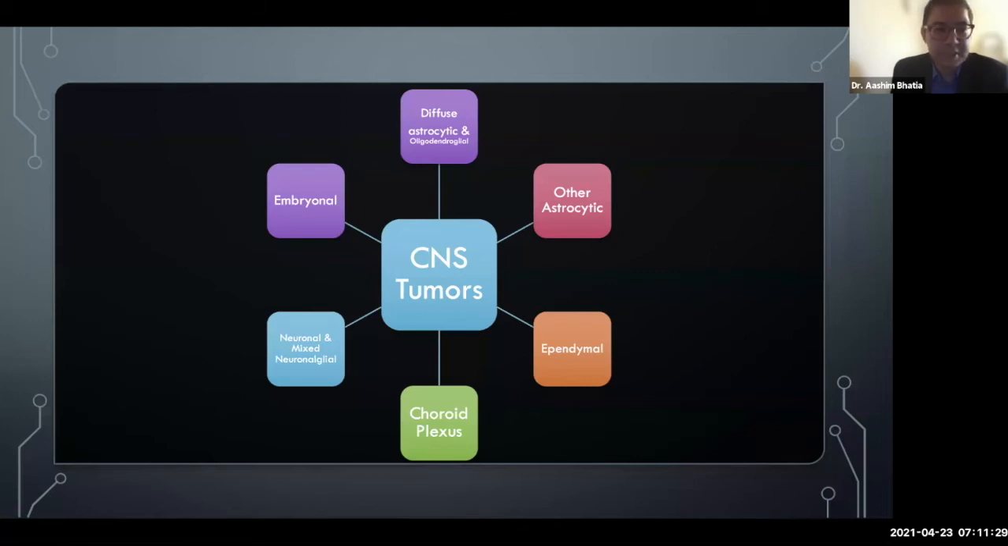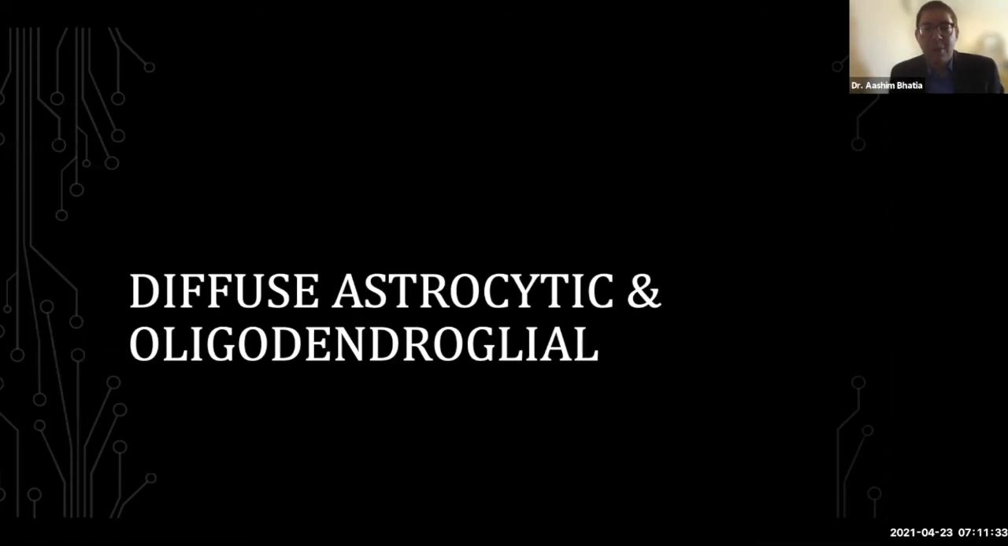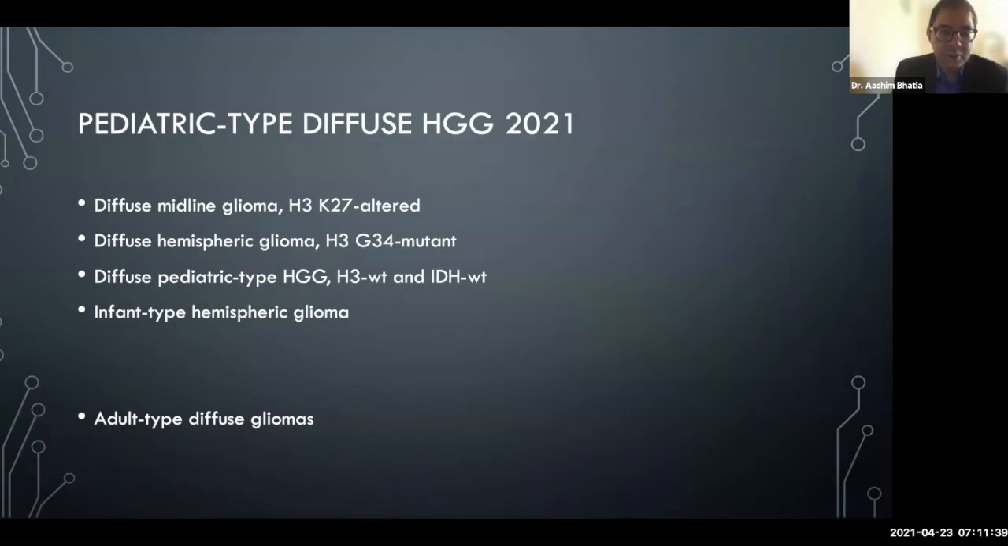And here we go, the groups of tumors we'll be discussing today, quite a few of them. So let's get started. We have diffuse astrocytic and oligodendroglial tumors. And in the 2021 classification coming up in a few months, you're gonna see that there's gonna be this high-grade glioma, diffuse type. So this group of tumors is gonna include diffuse midline glioma H3K27 altered. It's gonna include diffuse hemispheric glioma, H3G34 mutant. It's gonna include diffuse pediatric type high-grade glioma, H3 wild type, IDH wild type, and an infant type hemispheric glioma. There's also adult type we won't go into, but just to give you an idea of how this classification system is gonna work. So we'll go over diffuse midline glioma, but we won't really go over these tumors.